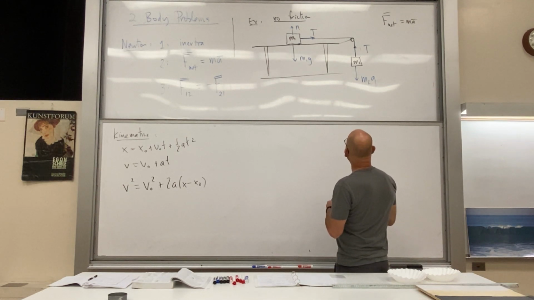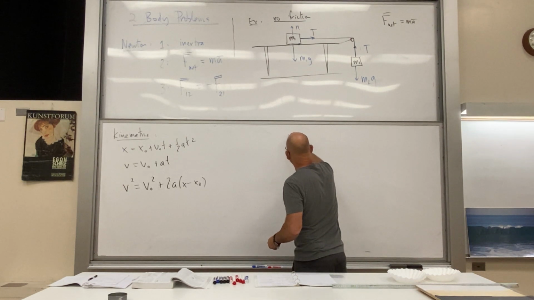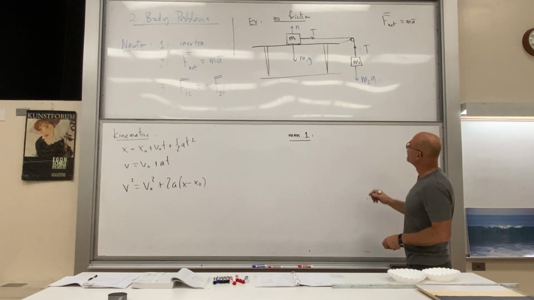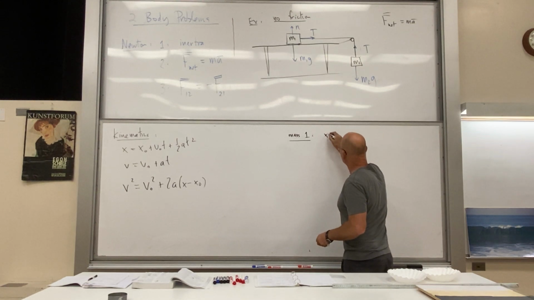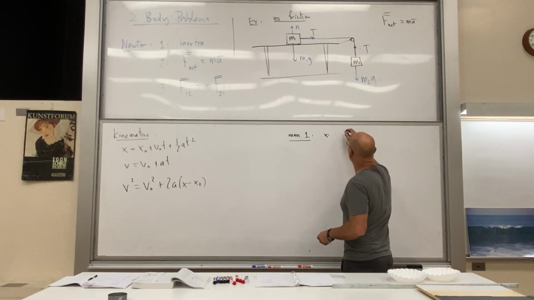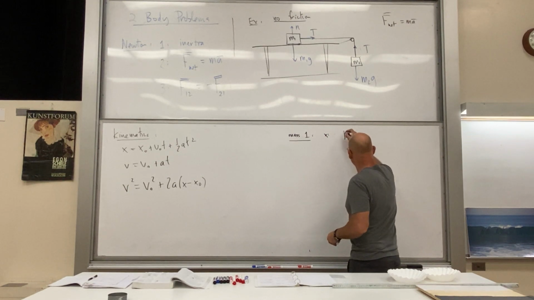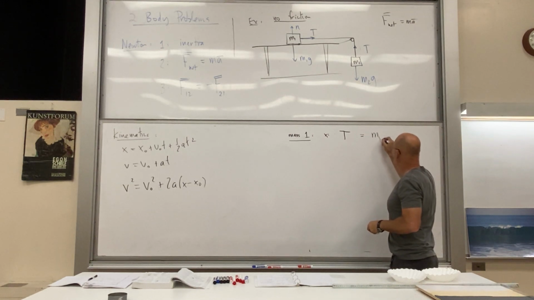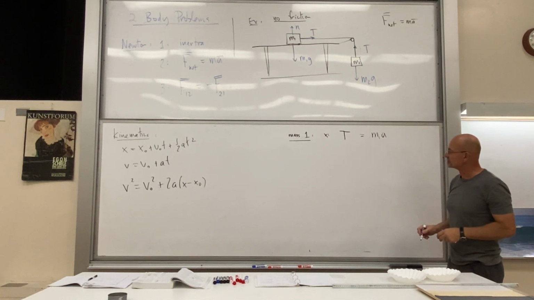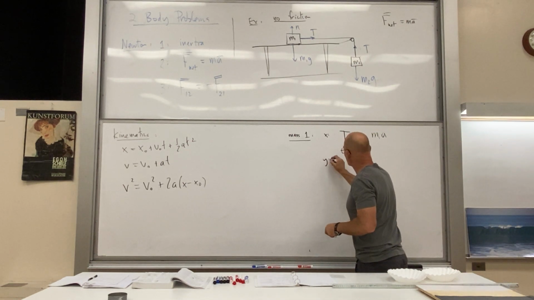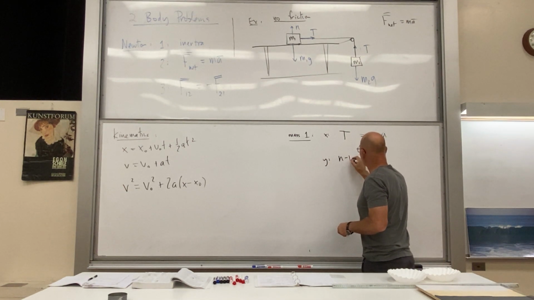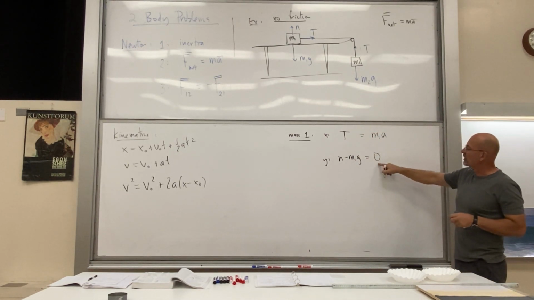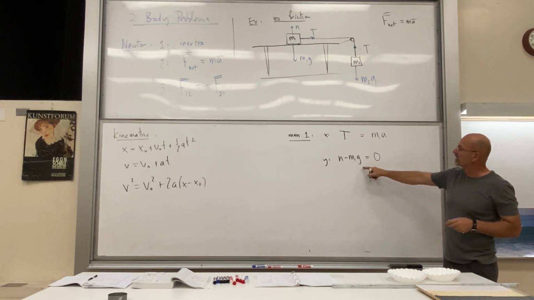Yes, so Newton's laws, and we're going to do mass 1, and mass 1 has in the x direction T is the only x direction force, equals M1 times acceleration. In the y direction we have N minus M1g equals 0. In this problem, this one's not going to play a role. If we had friction, we would have to build this one in as well.